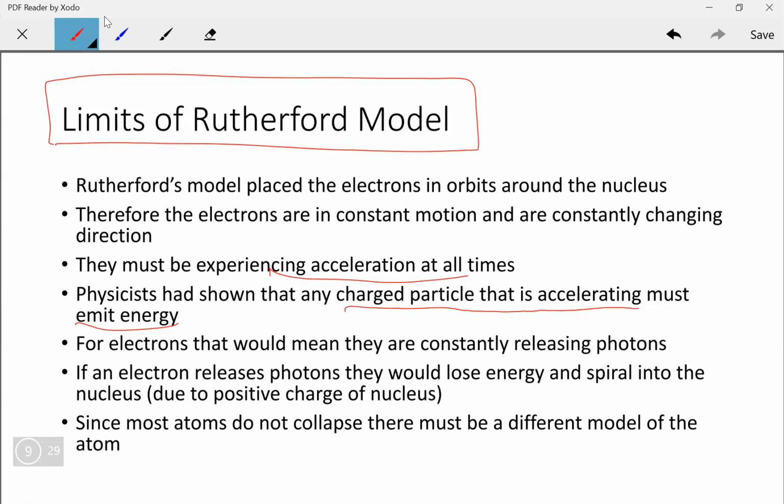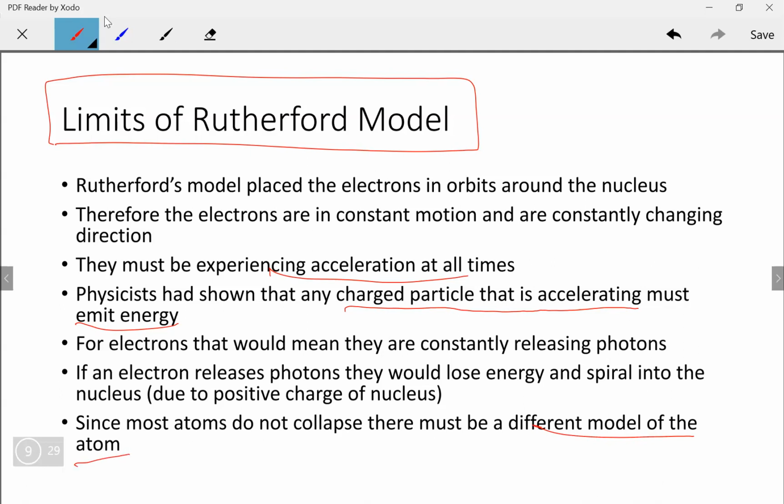And for these electrons, we know electrons are charged, and the hypothesis was that electrons are circling around the nucleus, but they're not emitting any energy, because otherwise they would just collapse into the nucleus. They would slowly lose their energy, and then their kinetic energy would be zero, and the electrons would basically stop and crash into the nucleus. And that obviously does not occur. There must be a different model of the atom. So something has to be added.